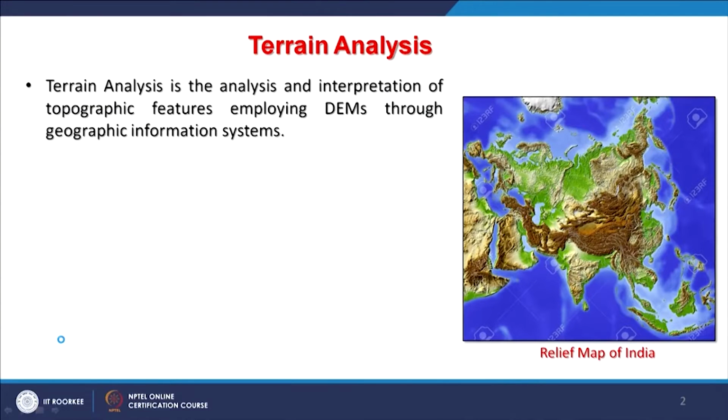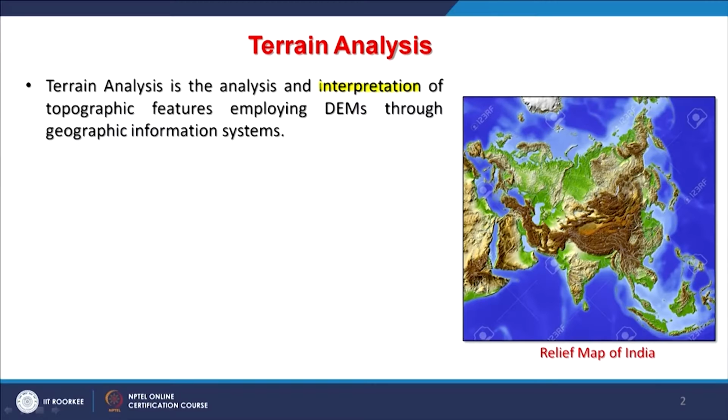So, for terrain analysis you definitely need not only slope and aspect information or maps, but many other information also. So, this discussion will go on about the different derivatives of DEM, and we have seen two major ones, slope and aspect. Now, we will continue on this.